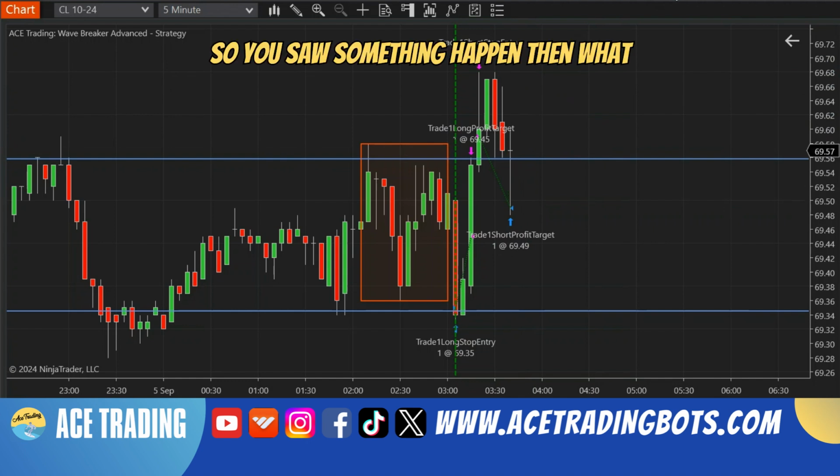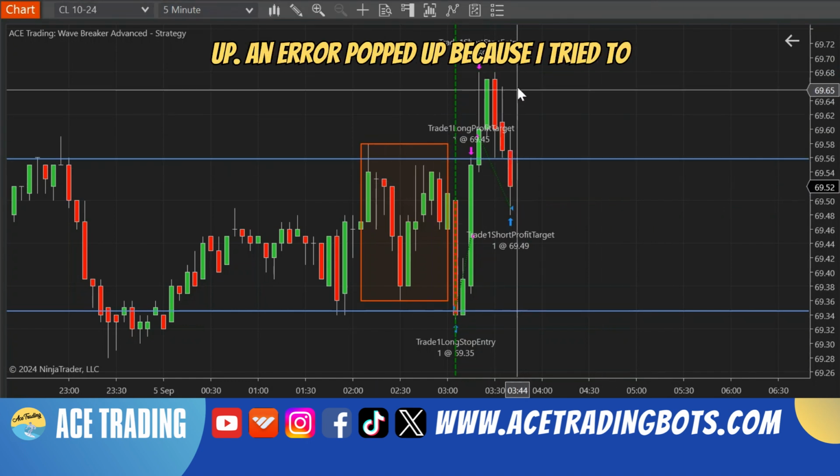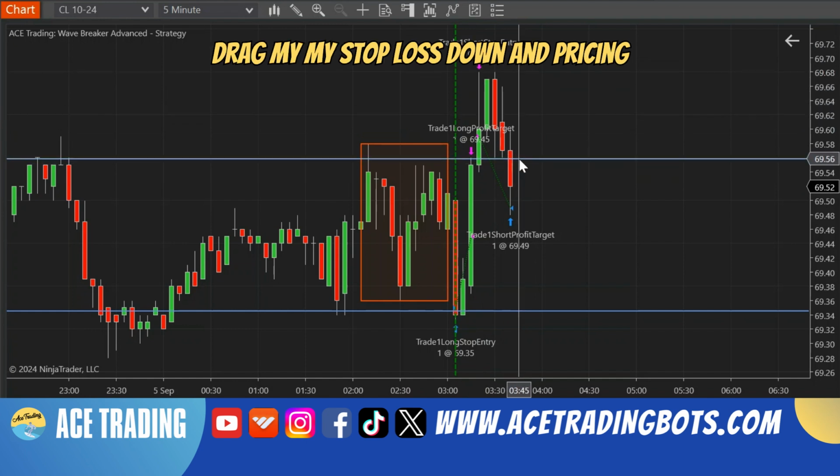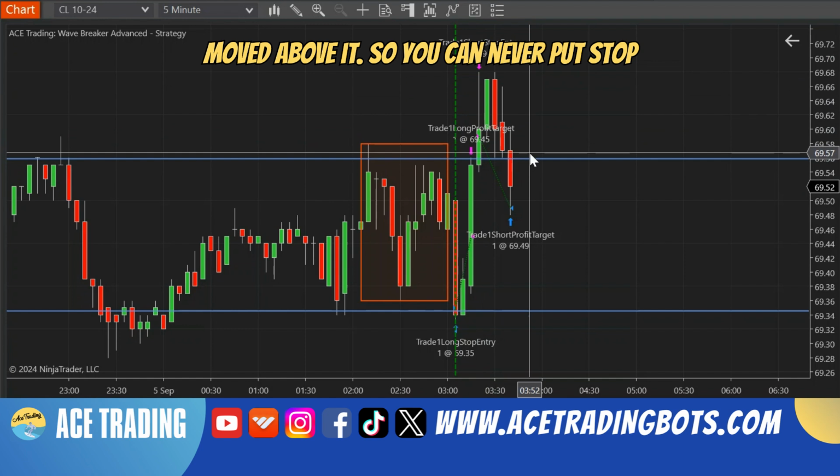So you saw something happen then. What happened? There was an error that popped up. An error popped up because I tried to drag my stop loss down and price had moved above it. So you can never put stop orders below price or above price, depending on whether you're in a long or a short. So that is just some important information to know.